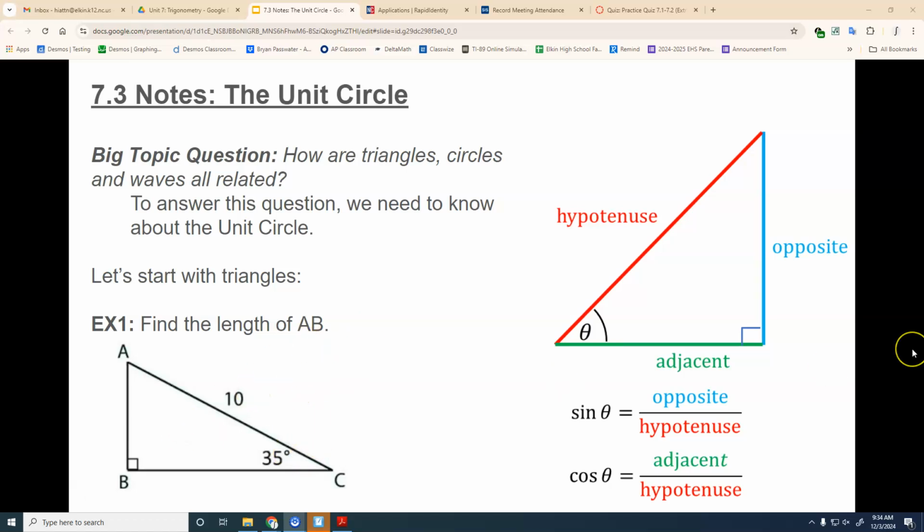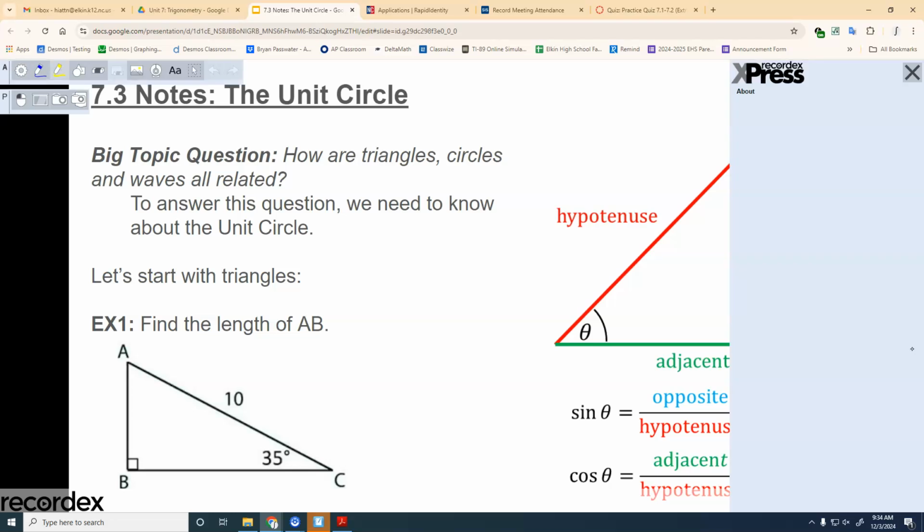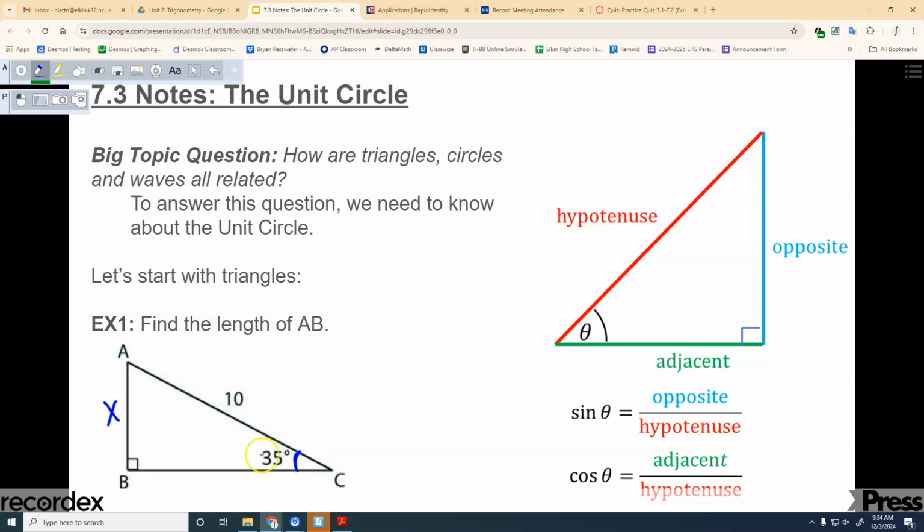if I'm asked to find the length of AB, that is this side right here, right? And so I know this angle right here. That would make this side my opposite side, and 10 would be my hypotenuse.